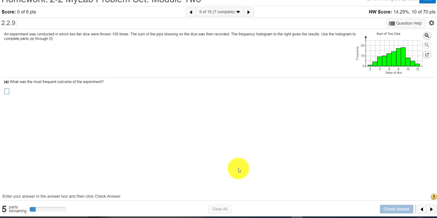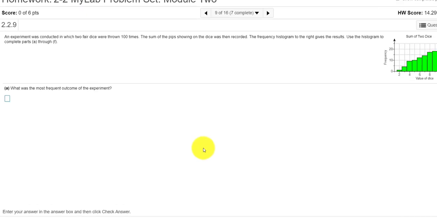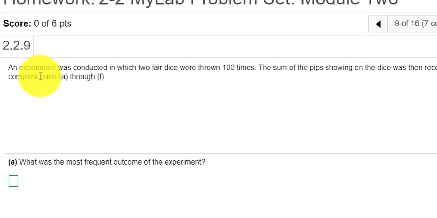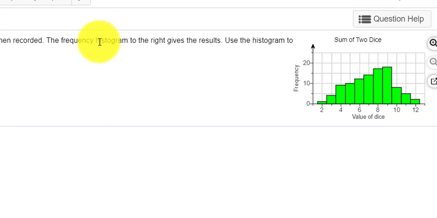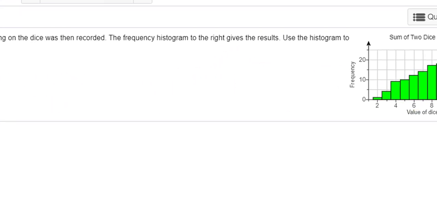In this video, I'd like to work through problems 9 through 11 from your homework 2-2 problem set. It says an experiment was conducted in which 2 fair dice were thrown 100 times. The sum of the pips showing on the dice was then recorded. The frequency histogram to the right gives the results. Use this to answer parts A through F.